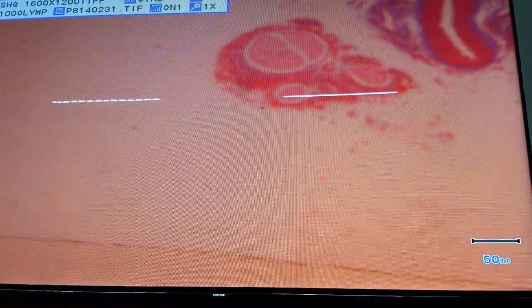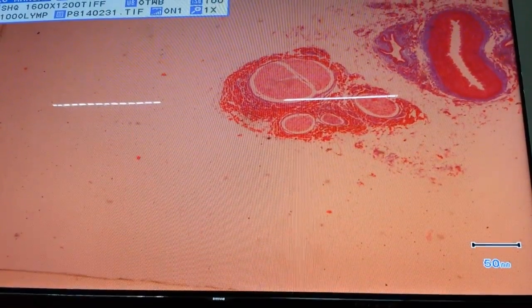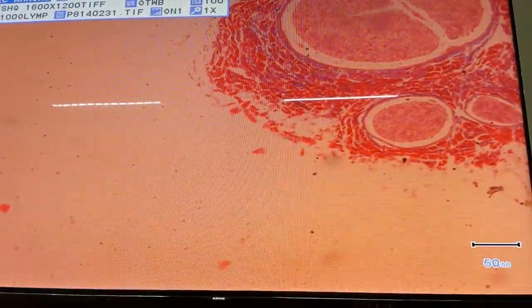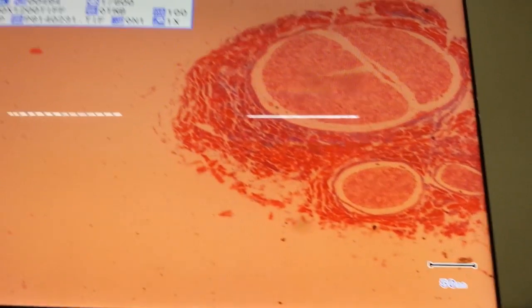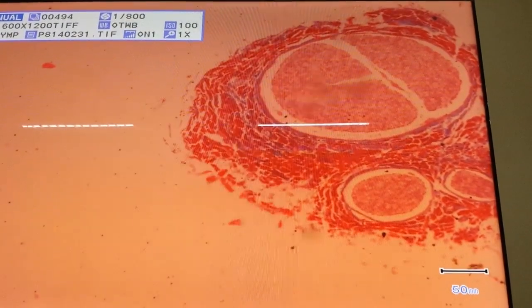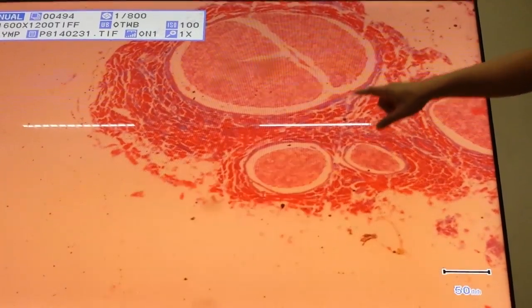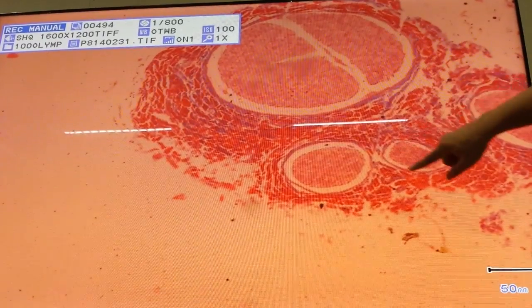The neurovascular bundle, see. This one has an epineurium. Okay. So the epineurium contains connective tissue surrounding clusters of nerve fascicles. Okay. And then you have the perineurium.